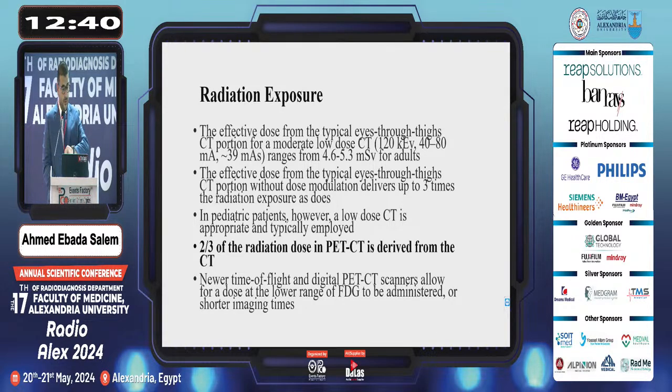Radiation exposure: two-thirds of the radiation dose from the PET-CT is derived from the CT component. Depending on the protocol used, we can use a high-dose CT, moderate-dose CT, or low-dose CT. It depends on what protocol we use. Usually in pediatric patients, we use a low-dose CT. And with the development of the new time-of-flight and digital PETs, the dose has significantly decreased.